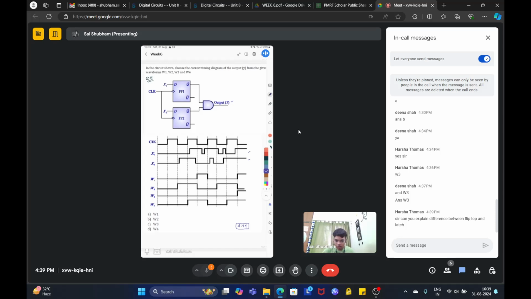Can you explain the difference between flip-flop and latch? Sure. I think I will first discuss the solution.